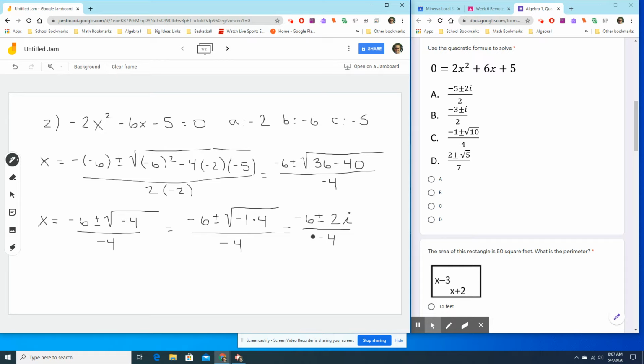Okay? All of these are divisible by 2. If you want to keep it in one improper fraction like this, you can, or you can separate it into separate equations. I'm just going to divide everything by 2, or by negative 2 in the case of this problem. And so if I divide everything by 2, I'm going to get negative 3 plus or minus 2i. That's not what's going to happen. I'm going to get negative 3 plus or minus i, all divided by negative 2.